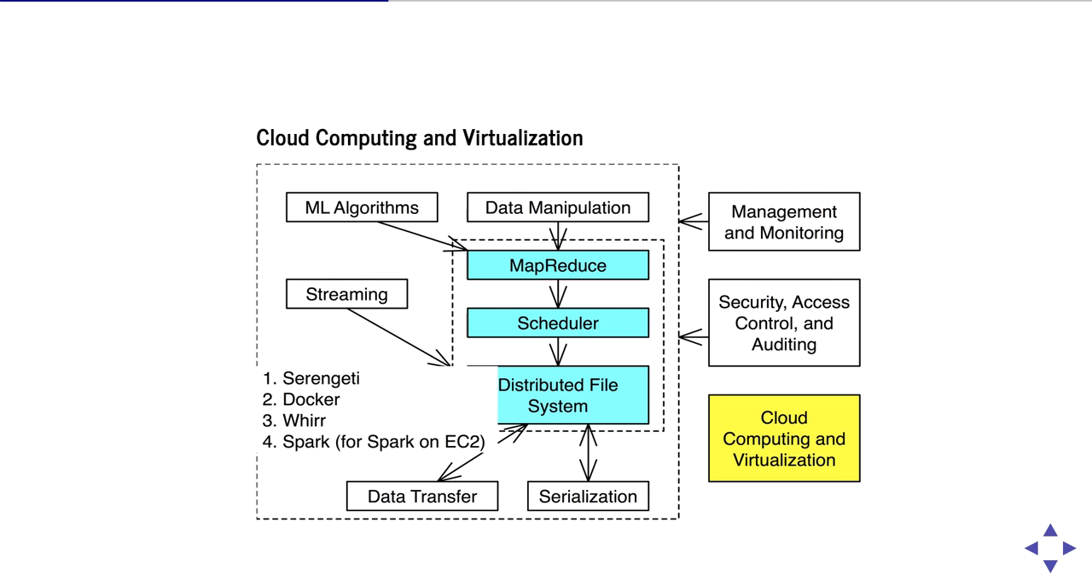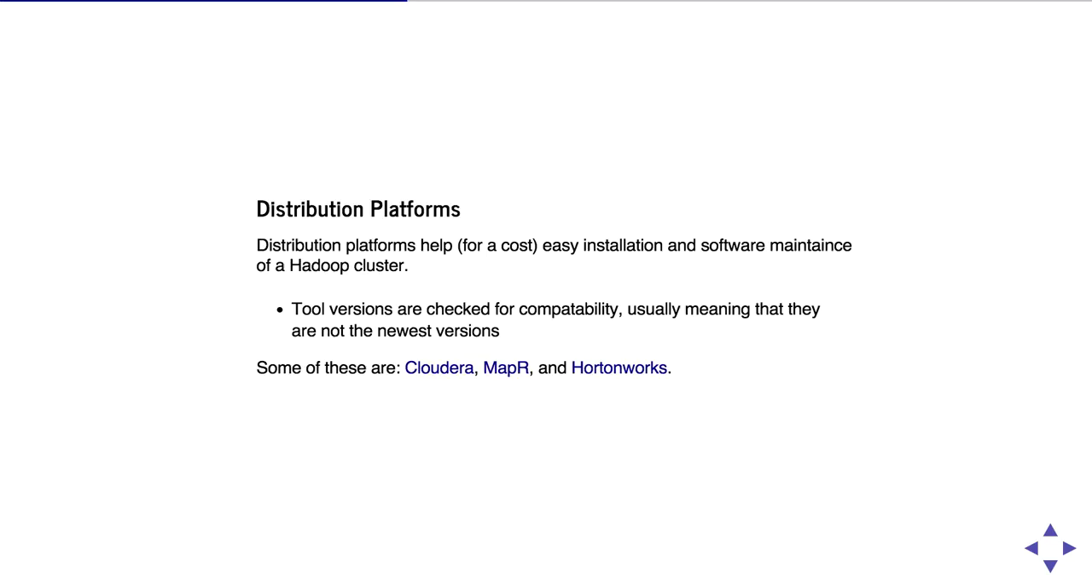Distribution platforms, this is basically getting everything working together. These guys, Cloudera, MapR, Hortonworks, basically help easily create a cluster from actual nodes, and help with the maintenance of that. If you're doing installation and configuration for every tool, this makes everything a lot easier to use.